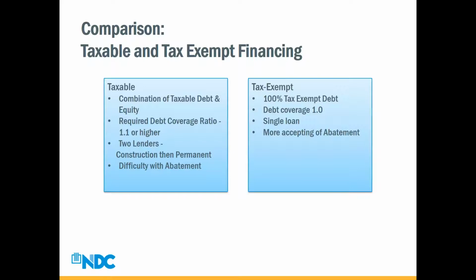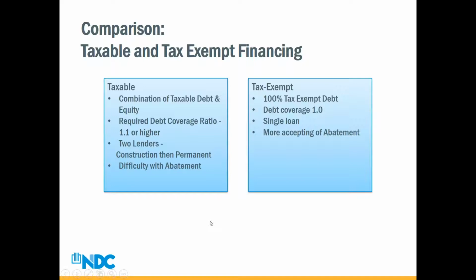So moving to the next model, you can see here is a more detailed comparison between the two different kinds of financing. Taxable is a combination of taxable debt and equity with a required debt coverage ratio of 1.1 or higher, and there often are two lenders, the construction lender and then the permanent lender, and there may be difficulty with an abatement. In the tax-exempt, it's 100% tax-exempt debt, so the private money comes from purchasers of the municipal bonds. The debt coverage is 1 to 0. There's a single loan, and the properties are more accepting of abatement.